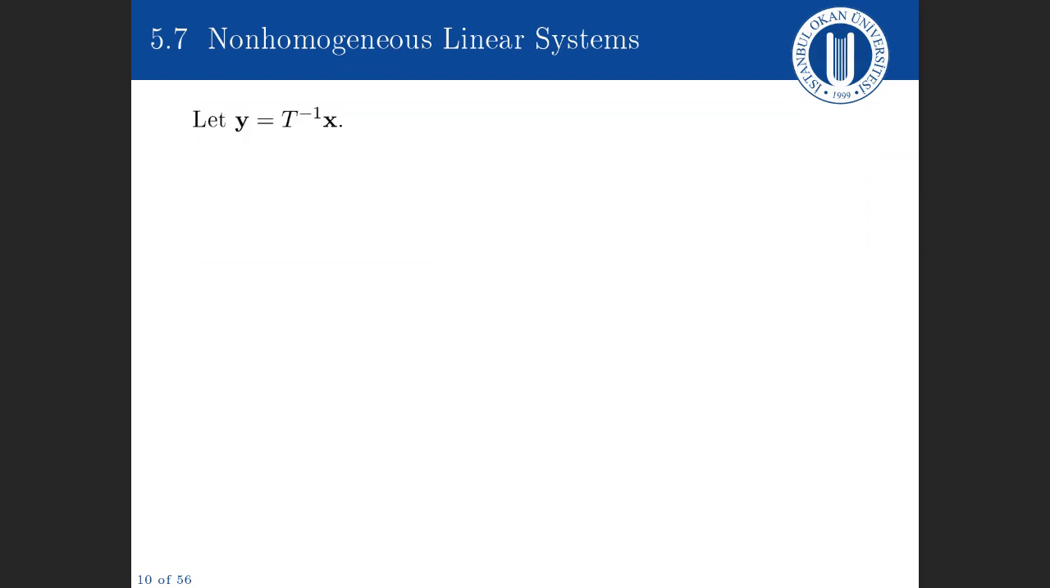Now let's do the key step. This whole method is based around doing the substitution. y is equal to T inverse x. Always we do y is equal to T inverse x.